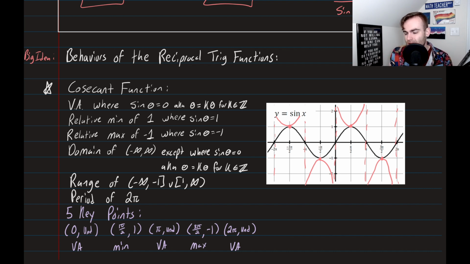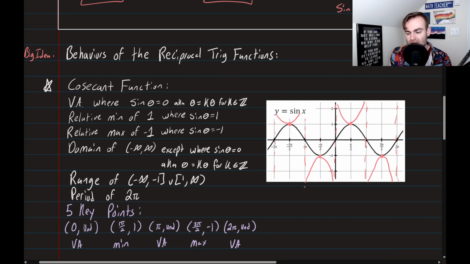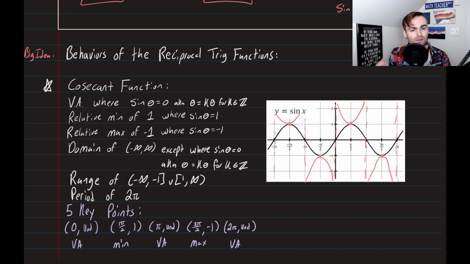The range is the interesting part. We can see that we have two distinct y value sets. The first set is negative infinity to negative 1, inclusive, and then we have 1 to infinity. So we've lost everything between negative 1 and 1, which makes sense because sine is restricted to everything between negative 1 and 1. Well, what happens when you take the reciprocal of something that's between 0 and 1? What's the reciprocal of a half? It's 2. What's the reciprocal of a third? It's 3. Reciprocal of a tenth? It's 10. So everything between negative 1 and 1 is getting mapped to a value outside of it.